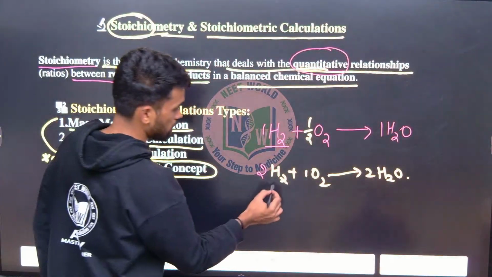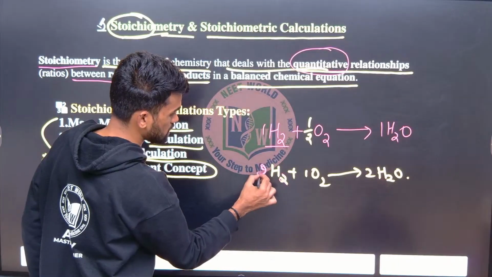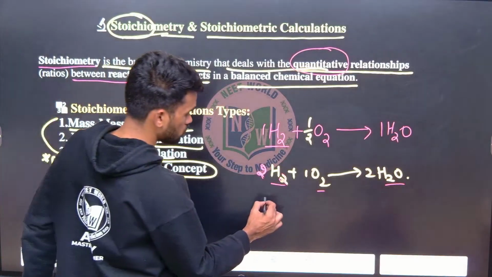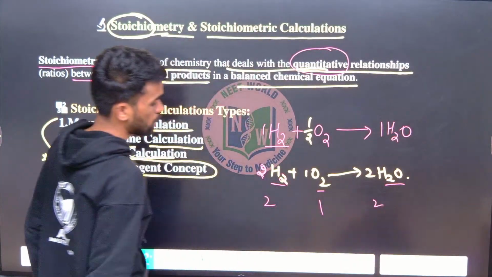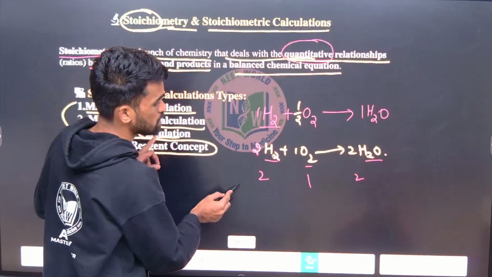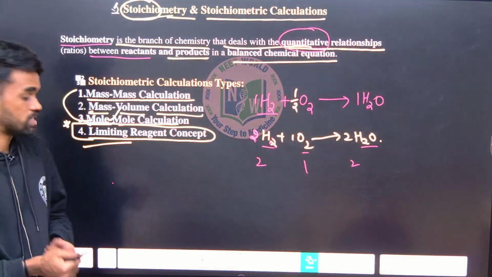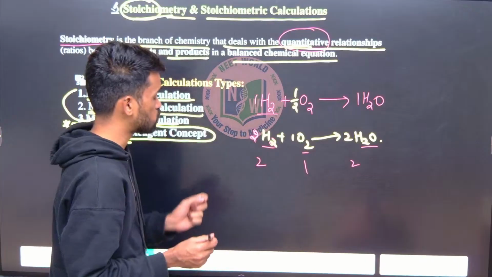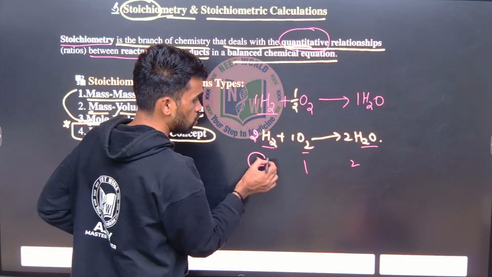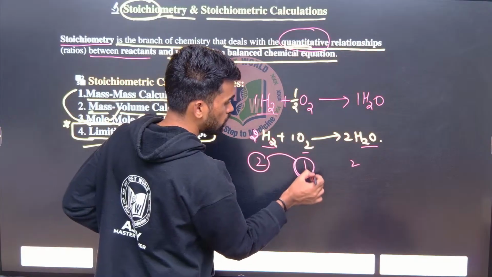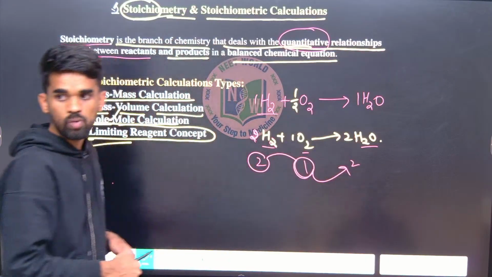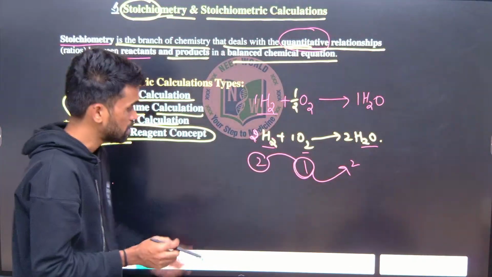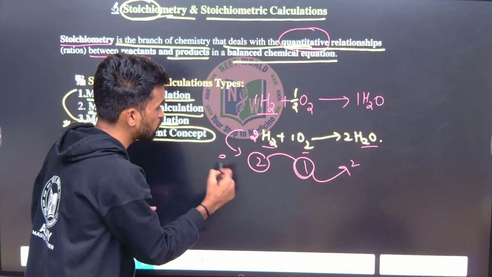So what is our stoichiometry here? These numbers, the coefficients for each of these reactants and products, are called stoichiometries. So what are those? 2, 1, 2. These are the stoichiometric coefficients of a balanced chemical equation. Always do your calculation with respect to these numbers. It means 2 moles of H2 combines with 1 mole of O2 to form 2 moles of water. These values came from the balanced equation you got.